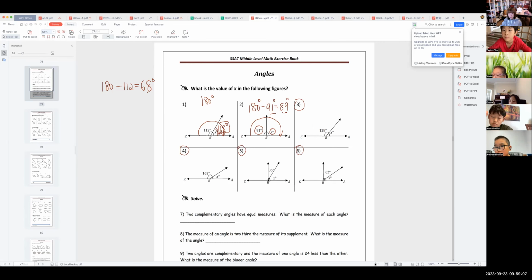For 5 and 6, everybody, when you see this little angle, you know it is 90 degrees, right? So 90 minus 35 equals the complementary angle. Understand, Evan? Okay, so 4 questions. Please do it yourself.